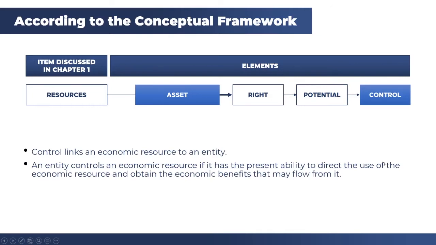The last one is the control. You have to remember that control links an economic resource to an entity. Assessing whether control exists will help you identify the economic resource for which the entity accounts.